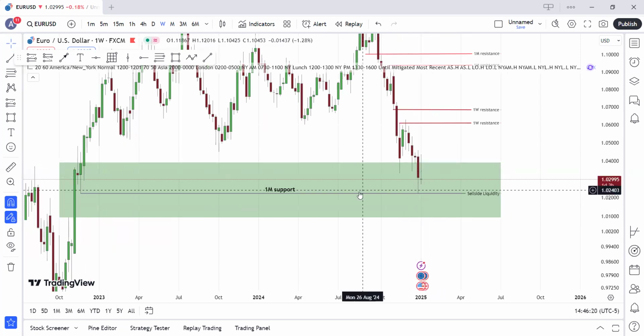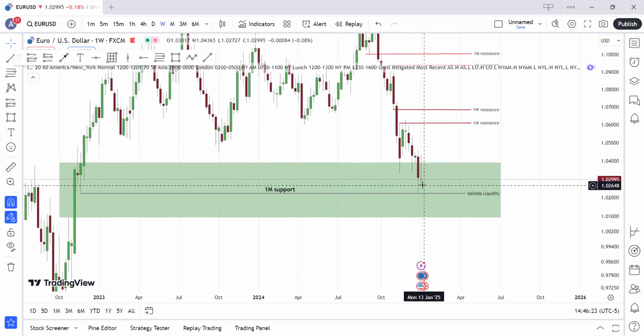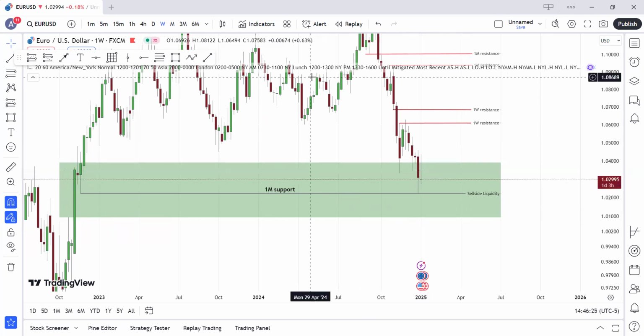But as you can see, we're in that monthly fair value gap, the support area. Will it push price higher? No, we don't know. If we don't know, I'm not saying no, but we don't know.